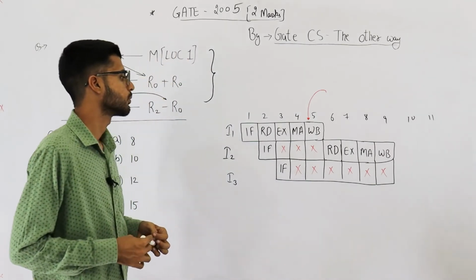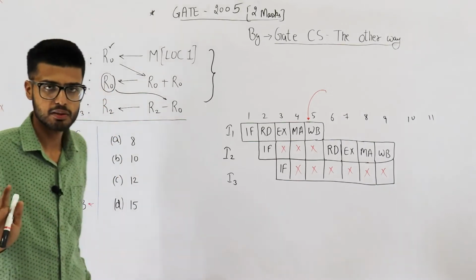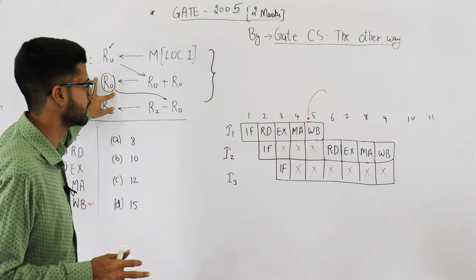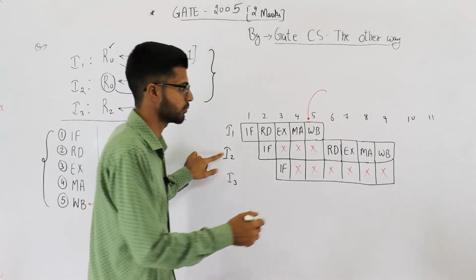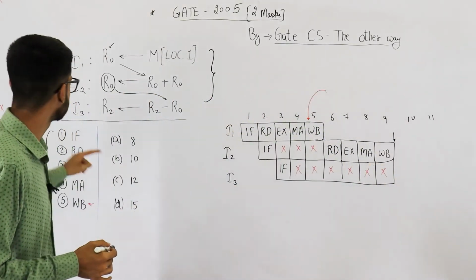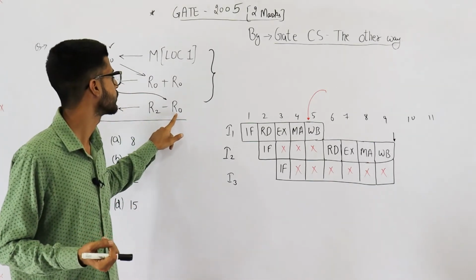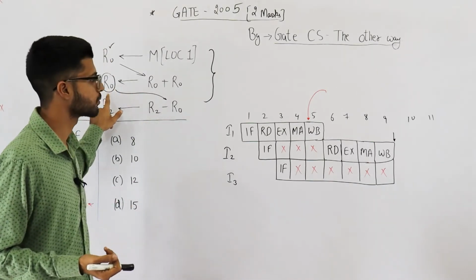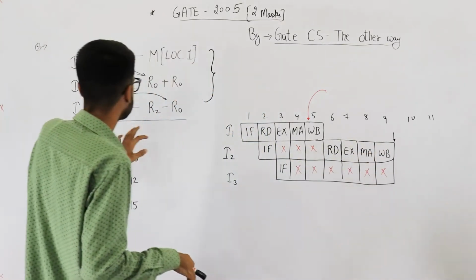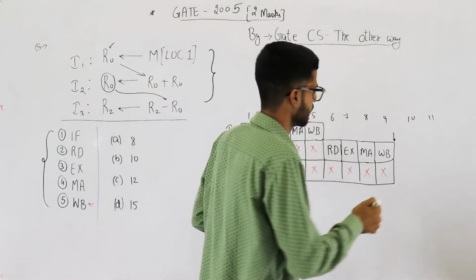Okay, so similarly you can see this value R0 will be updated in the write back phase. That means until this write back phase is completed by instruction I2, till this point, the instruction I3 cannot read its required values. Because R0 is updated in the 9th clock cycle, it will obviously be read in the 10th clock cycle.